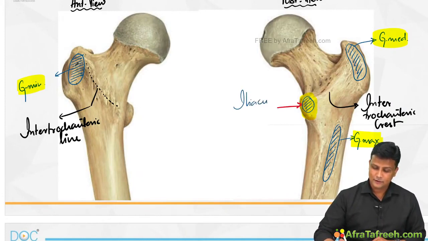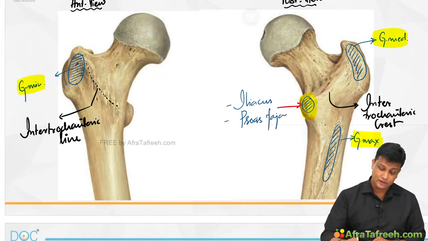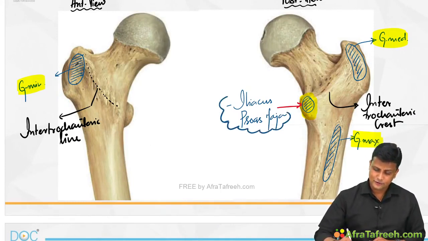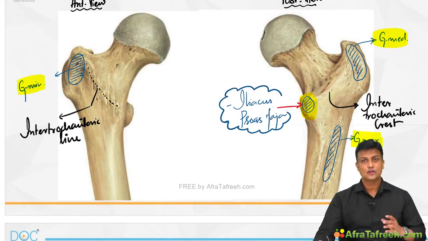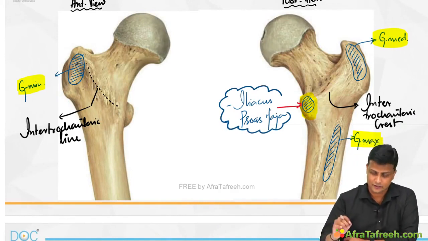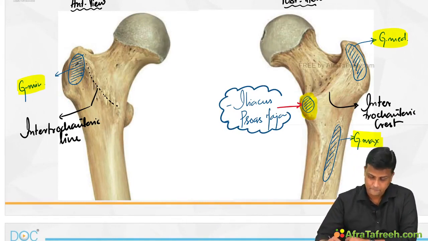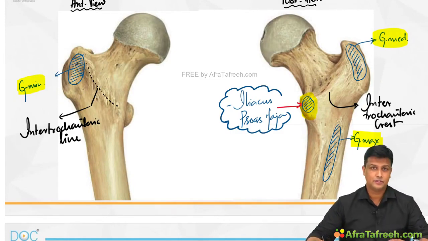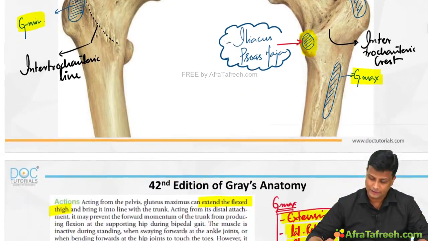On the lesser trochanter, there will be insertion of the iliacus as well as the psoas major muscle. In some books, they also refer to this as the iliopsoas muscle. The iliopsoas muscle will be inserted onto the lesser trochanter. Done. And you are not going to go to the exam without learning the attachments onto the femur, guys. Very much important. You have to learn that one.